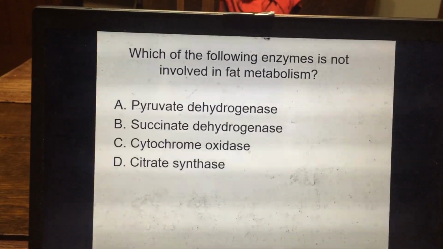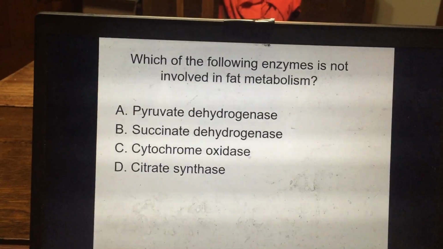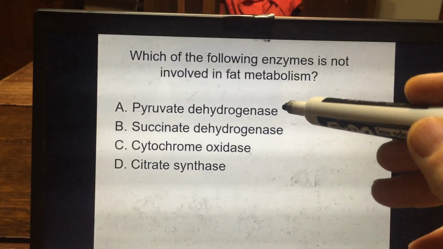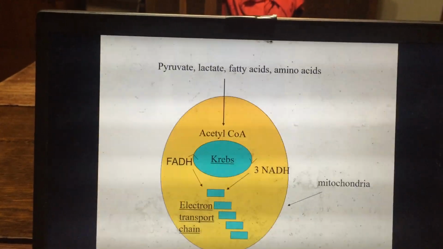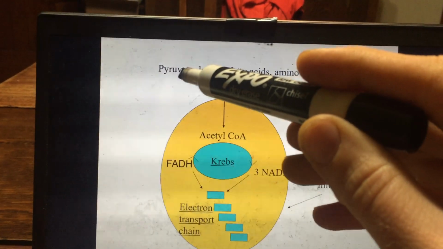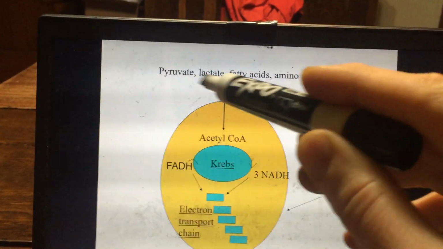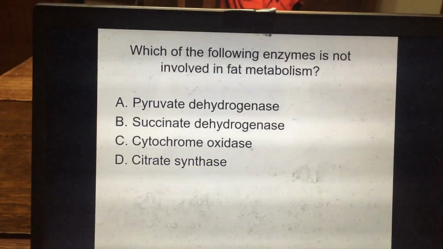Which of the following enzymes is not involved in fat metabolism? The correct answer here would be your pyruvate dehydrogenase. So that's involved in just your carbohydrate metabolism. The pyruvate dehydrogenase is involved in taking pyruvate and converting it to acetyl-CoA. So it's outside of the Krebs cycle and it's just involved in carbohydrate metabolism.